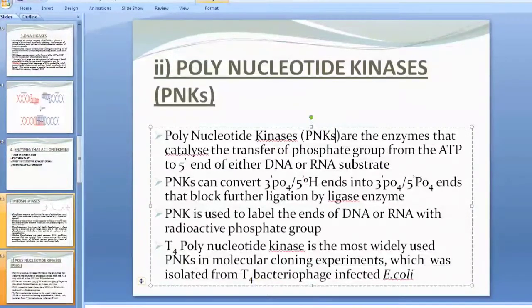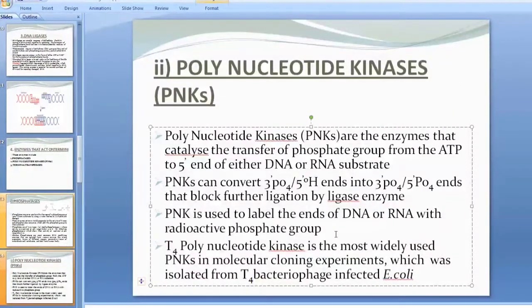DNA terminal. And they can convert the 3' phosphate or 5' OH ends into 3' phosphate and 5' phosphate ends, which block further ligation by ligase enzyme. So if there is no need of ligation, then these PNKs can convert these two ends into both phosphate group ends. That is the main purpose. And PNKs are also used to label the ends of DNA or RNA with radioactive phosphate group.